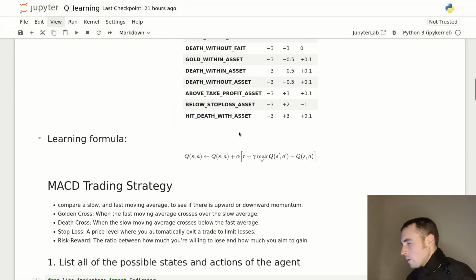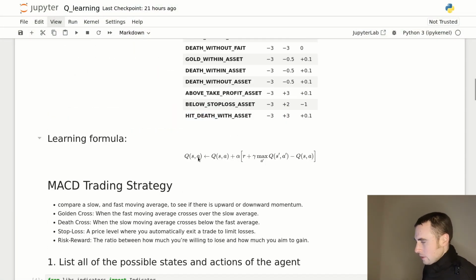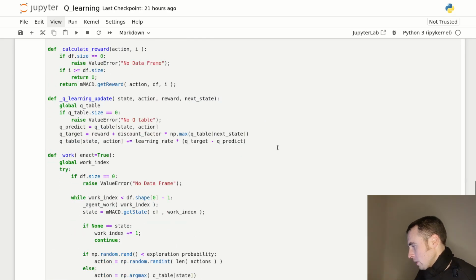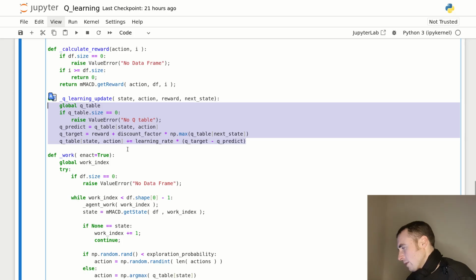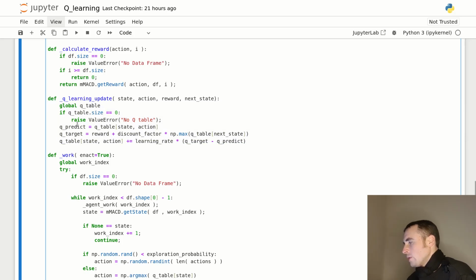To really understand what is going on, you need to look at the agent and training code to see what is happening. Here's the formula used to update the values in the Q table, and here it is in code. So we get the value as it is in the Q table for a particular state and action. Then we calculate a target Q value. Then we calculate the difference, i.e. the error, and then we update the value adjusted by a learning rate value.